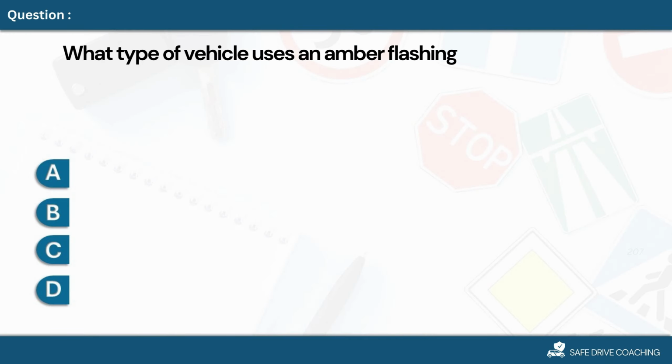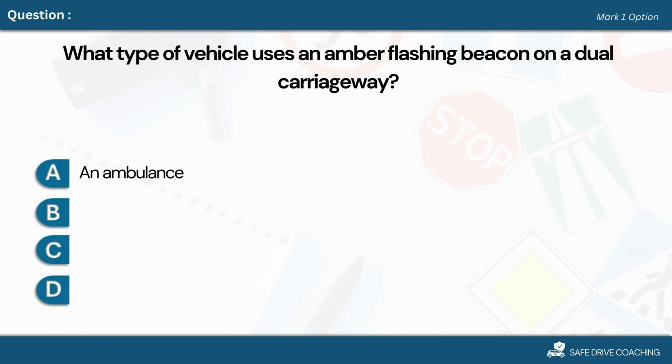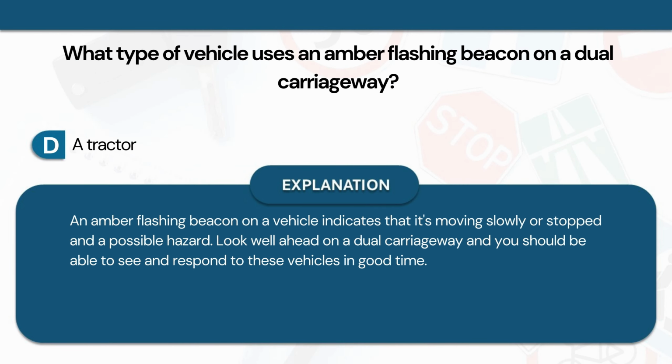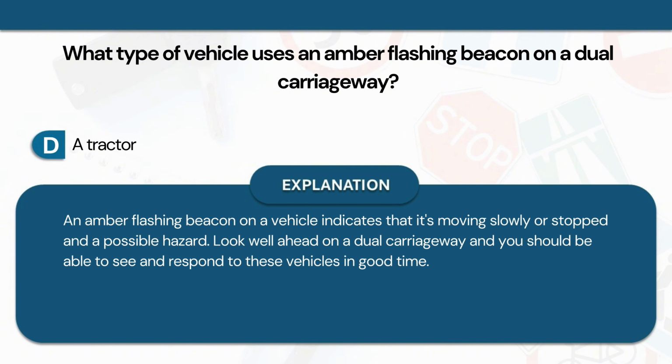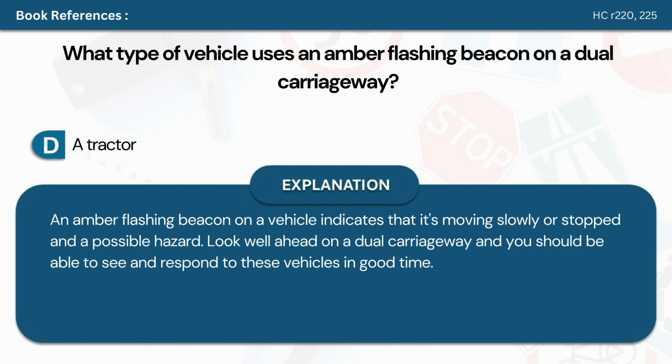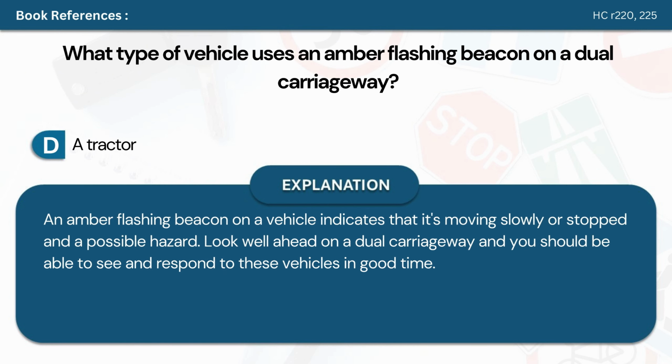What type of vehicle uses an amber flashing beacon on a dual carriageway? A. An ambulance. B. A fire engine. C. A doctor on call. D. A tractor. The correct answer is D. A tractor. An amber flashing beacon on a vehicle indicates that it's moving slowly or stopped and a possible hazard. Look well ahead on a dual carriageway, and you should be able to see and respond to these vehicles in good time.